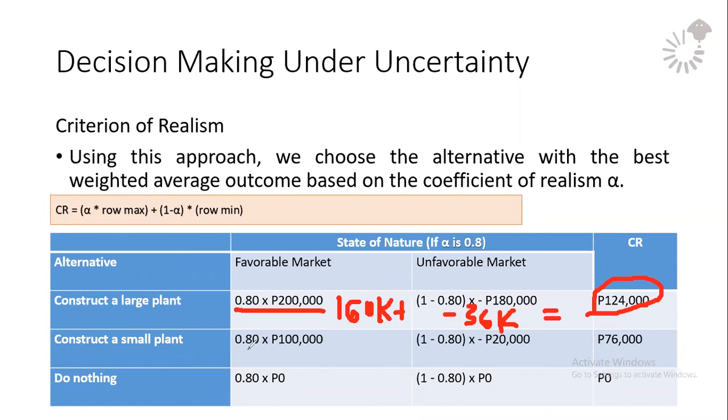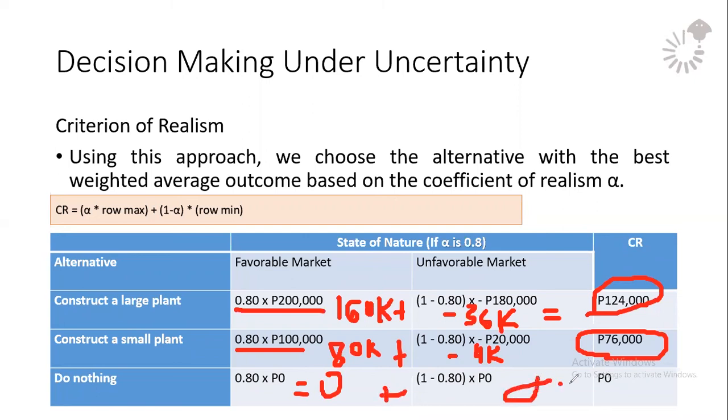Okay? For second row, 80% multiply 100,000 is 80,000, plus 20% multiply negative 20,000, negative 4,000. 80,000 minus 4,000 is positive 76,000. Then 0.80 multiply 0, 20% multiply 0, 0 plus 0 is 0.